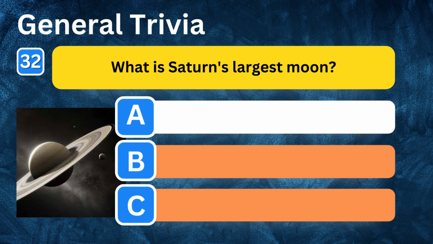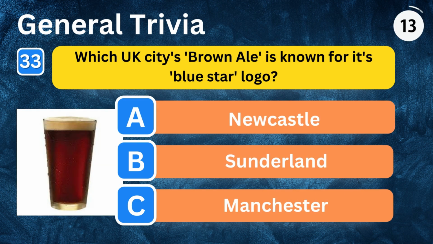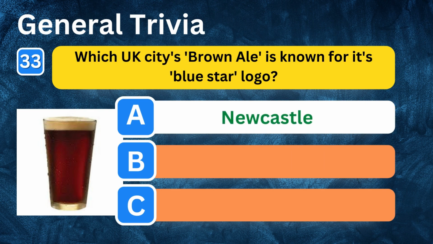Question number 33. Which UK city's brown ale is known for its blue star logo? Is it Newcastle, Sunderland, or Manchester? And the answer was Newcastle.